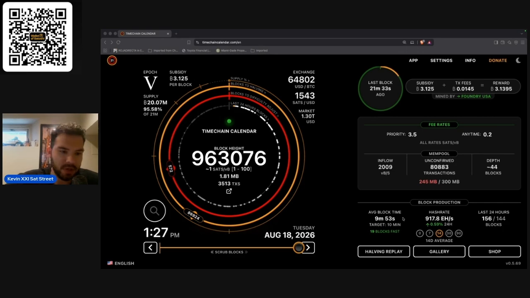And then right over here, we have the average block time. And then we go on to the one with the last 24 hours. So let's focus on right here. Right now, the average block time is 9 minutes and 53 seconds, and the target is 10 minutes. Out of that, 19 blocks have been mined fast, which is pretty good. The target could be 10, but give or take, depending on what the network is like on average for the most part.